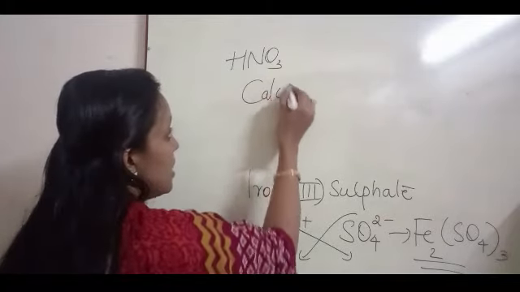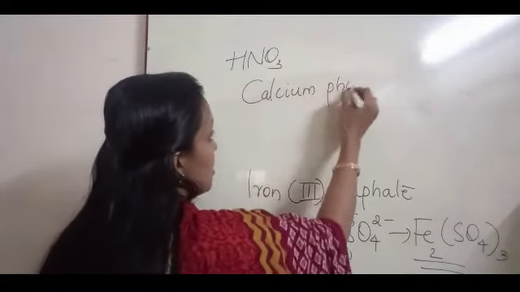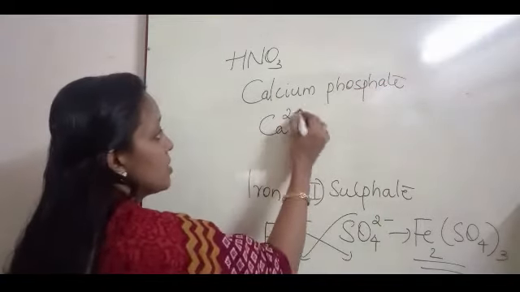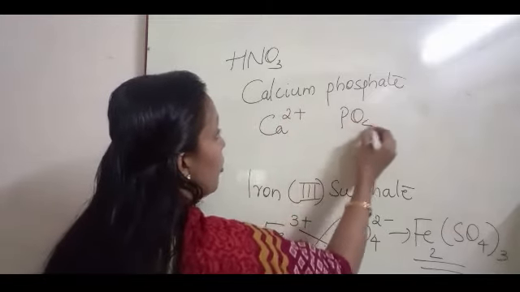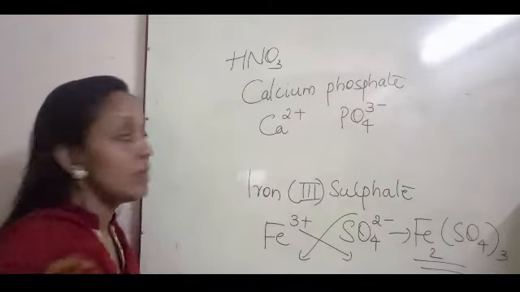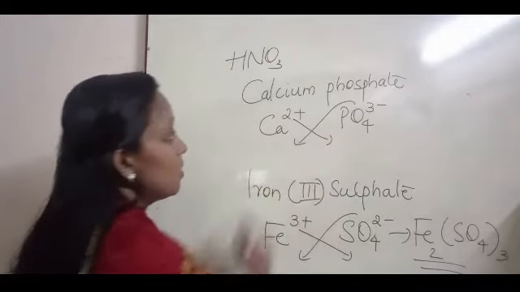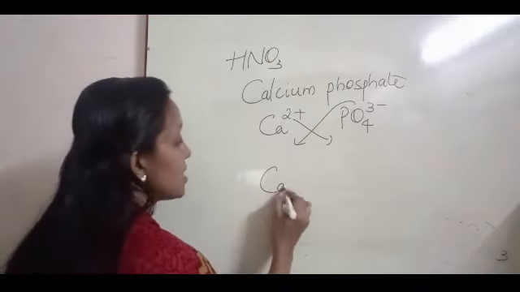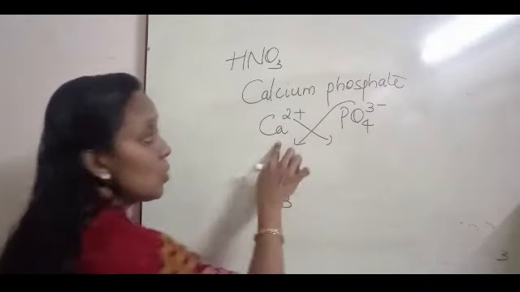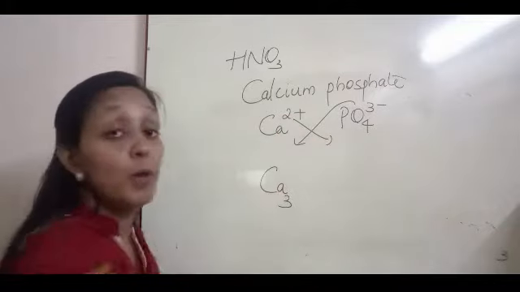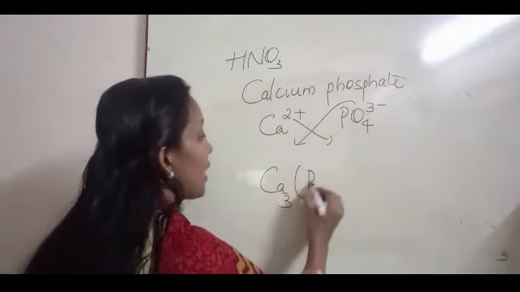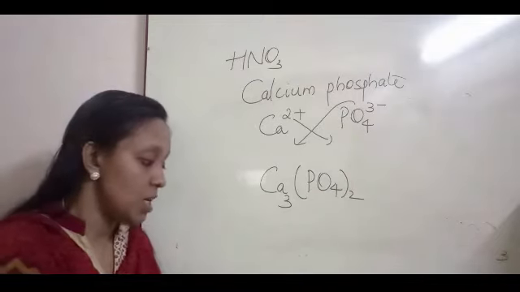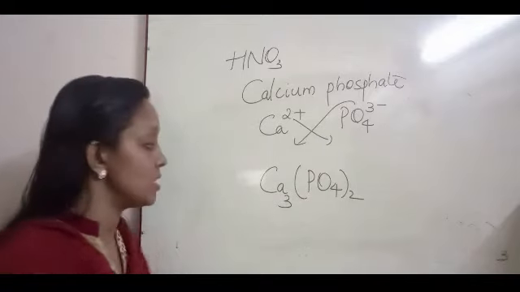Calcium phosphate. So how do you write it, children? First write Ca2 plus. Phosphate is PO4 3 minus. Exchange the valency. After exchange of valency of these two radicals, you will be getting it as Ca3. This 3 will be given for calcium, 2 will be given for PO4 group as a whole. So you have to use a bracket. Ca3(PO4)2. Calcium phosphate.